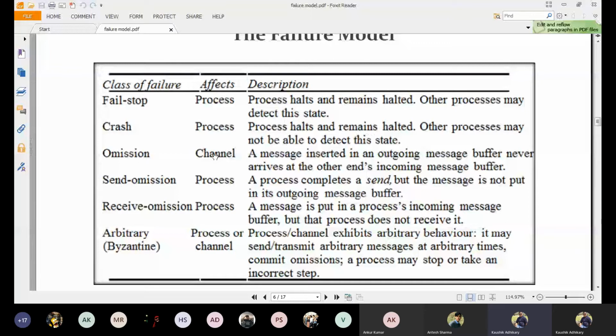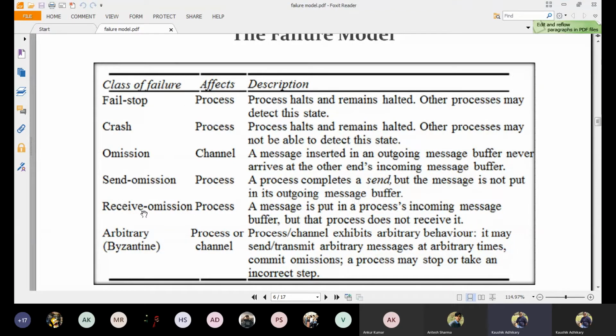Omission failure happens in a channel in which the message inserted in an outgoing message buffer never arrives at the other end, the incoming message buffer. It means that while I'm sending a message, the message is not received by the receiver. Next is send omission. It affects the process in which a process completes a send, but this message is not put in its outgoing message buffer. It means that the sender has sent the message to the outgoing buffer, but due to some failure, the outgoing message buffer does not receive the message.